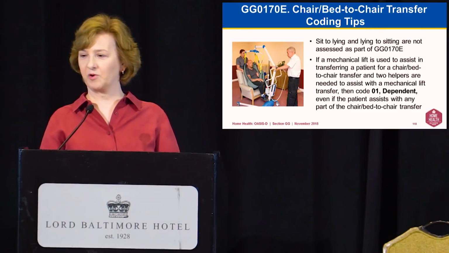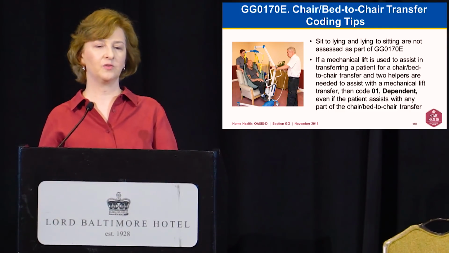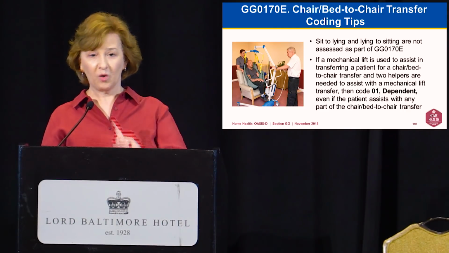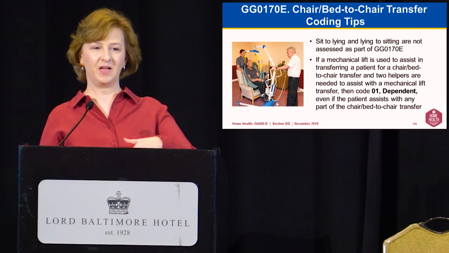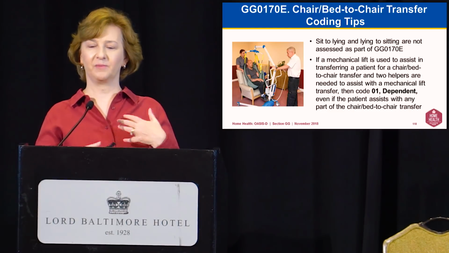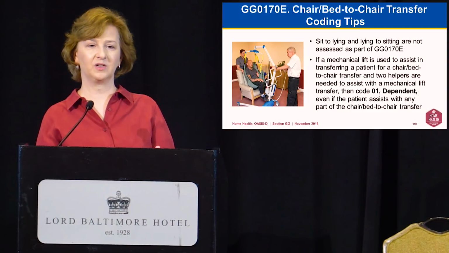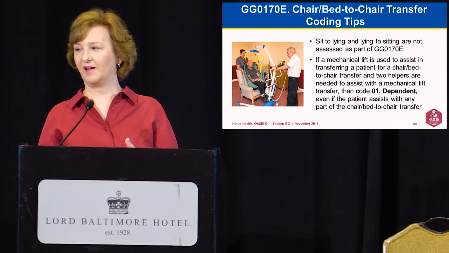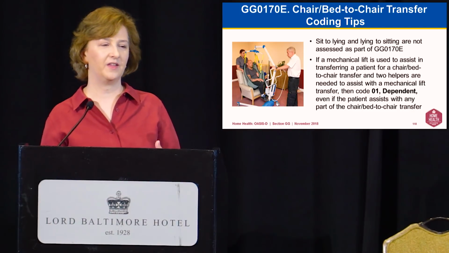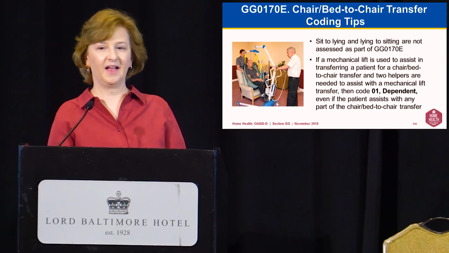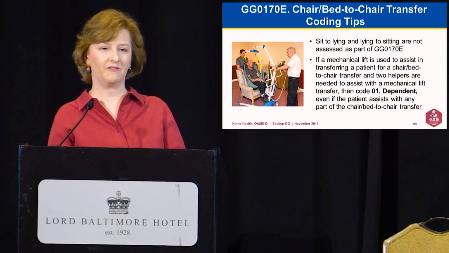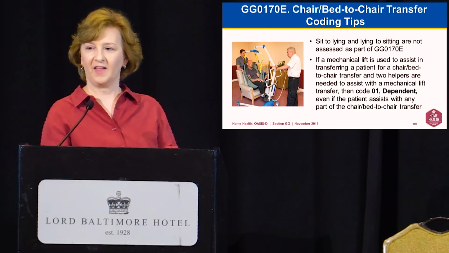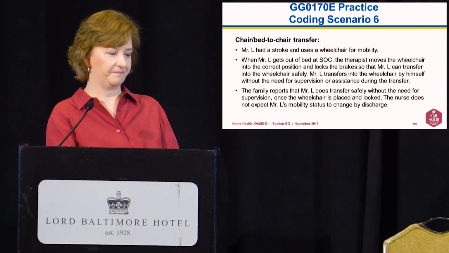So as I said previously when we were talking about decision trees, when the assistance of 2 or more helpers is required, it's always going to be coded 1. If only 1 helper is needed and the patient does participate and help, the person can certainly get credit for that and be coded 02. But when you have 2 or more helpers, it's always going to be a level 1, even if the person is helping a little bit with the activity. And as you can imagine, the assistance of 2 helpers is significant. That's why that becomes the key.